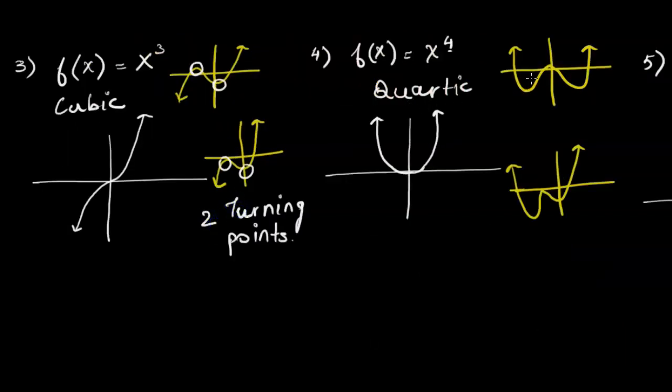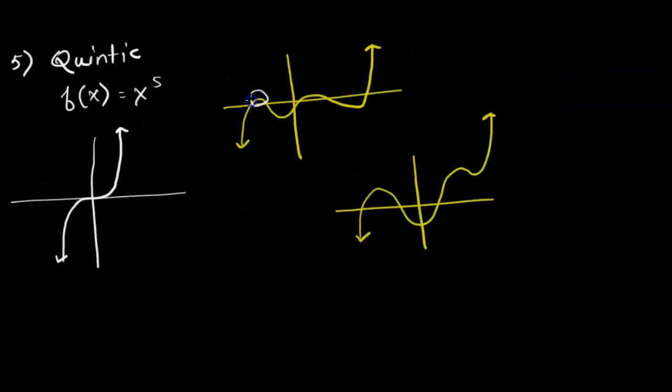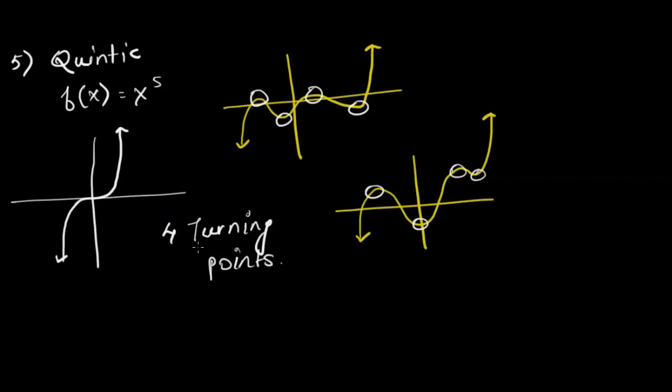In a quartic function graph, we would see 1, 2, 3 turning points. Whereas in a quintic function, we would notice 1, 2, 3, 4 turning points. From here, we notice that the number of turning points is always 1 less than the degree number.